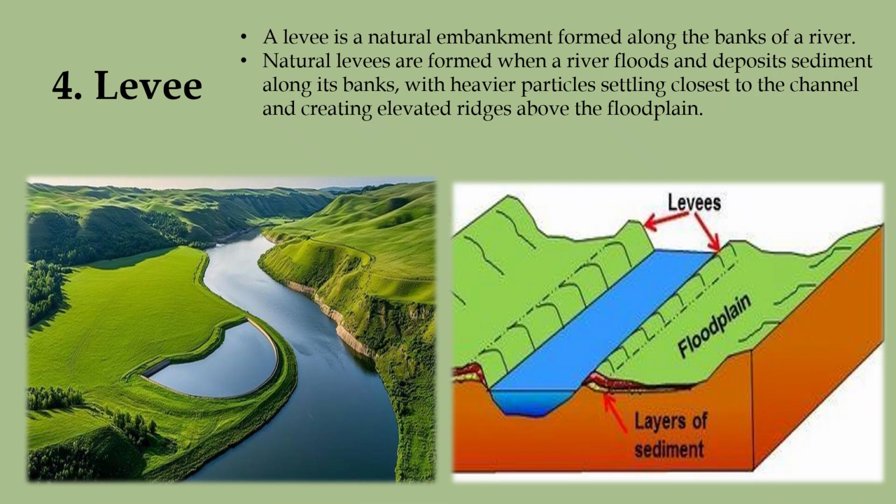A levee is a natural embankment formed along the banks of a river. Natural levees are formed when a river floods and deposits sediments along its bank, with heavier particles settling closest to the channel and creating elevated ridges above the floodplain.